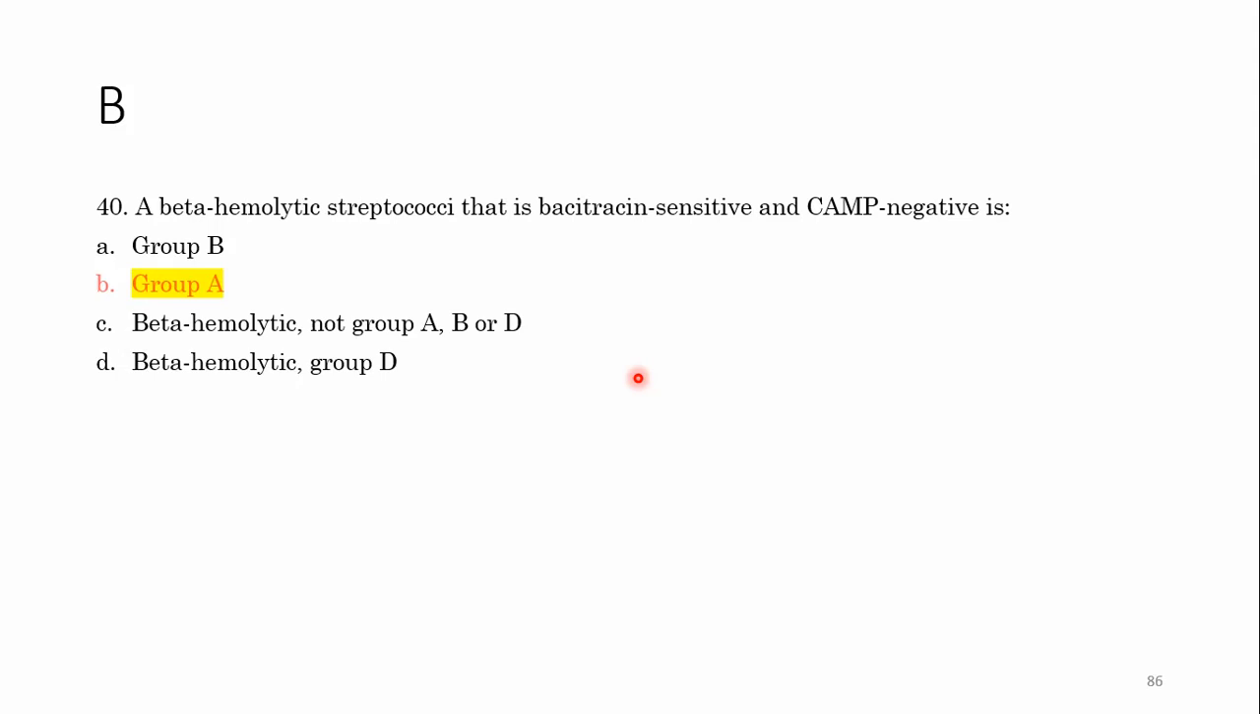Okay? Streptococcus pyogenes is a beta-hemolytic streptococci. I emphasize this one, it is the only streptococcus species that is bacitracin sensitive. And it is CAMP test negative. Number 40, letter B.